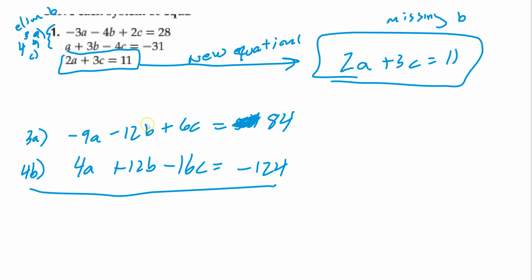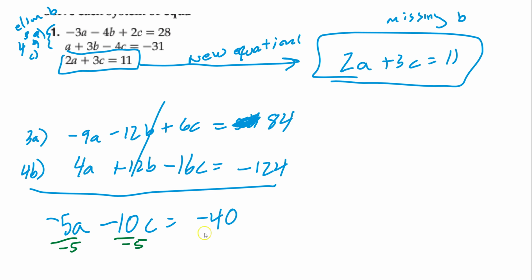Then we're going to add them up. These cancel. I get negative 5a, negative 10c equals negative 40. So I get that. Not bad. Now before I combine these, it's my new equation. If you notice, you can make life a little easier here. These are all divisible by negative 5. So if you want, you can divide all this by negative 5, and you're going to get a plus 2c equals 8. Again, you don't have to do this, but it does make your life a lot easier.